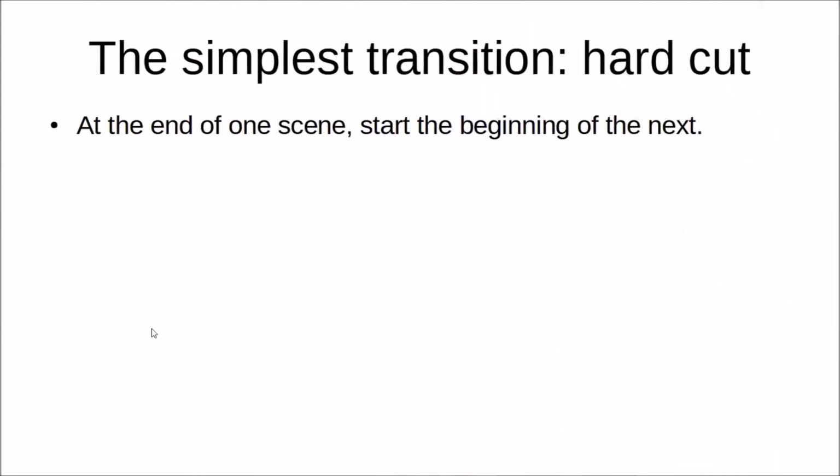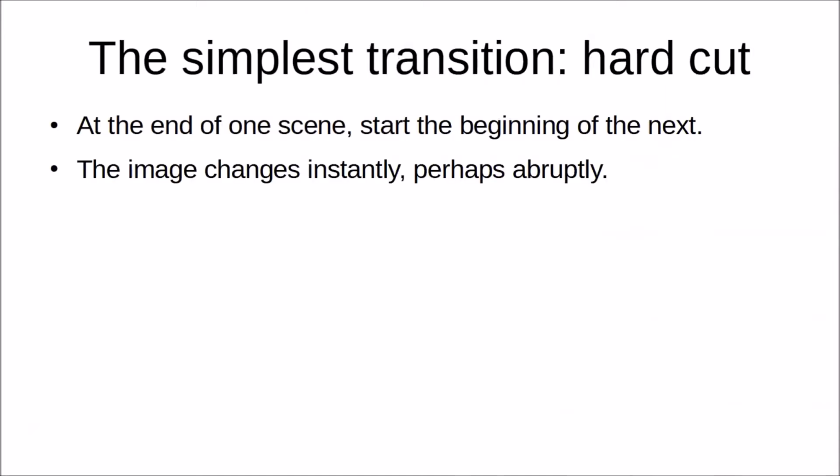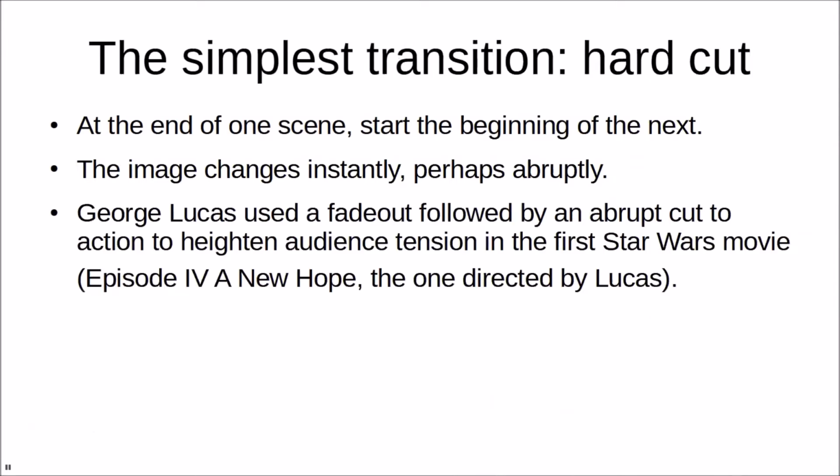The simplest transition is called a hard cut. And that means at the end of one scene, you start the beginning of the next. They don't overlap. They don't fade from one to the other. You just hard cut. The image changes instantly, and some people sometimes consider it to be abrupt.